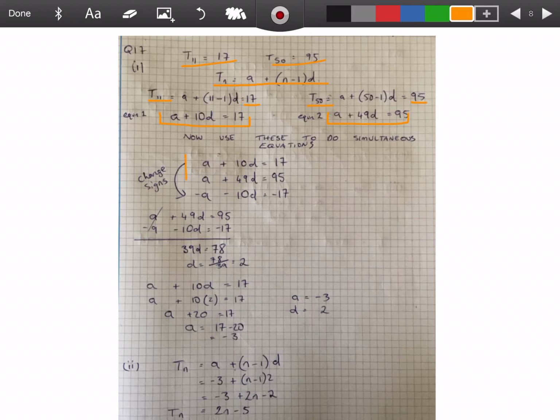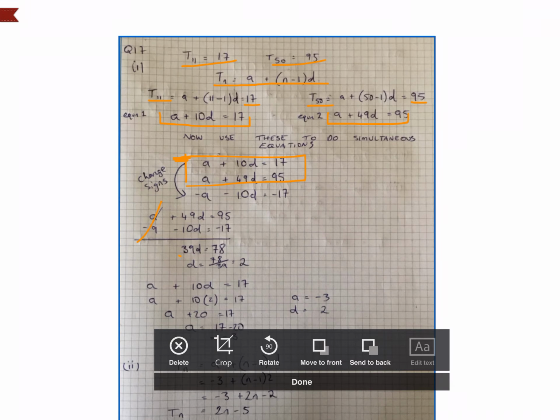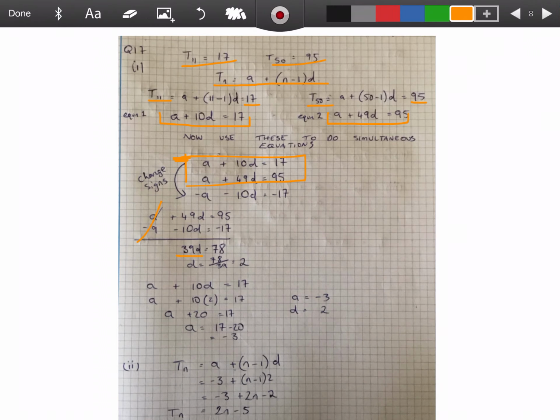I then use those as simultaneous equations. The way I've done it, I've changed equation 1, changed all the signs along the bottom, cancel those as you can see, and we end up with that when I bring the two terms together. I've got 39d is equal to 78, and I work out the d value to be 2. So I know now that d is equal to 2. I can pop that d value back into the original formula, the first one that was given to me, and I solve for a, and I've got then an a value and a d value.